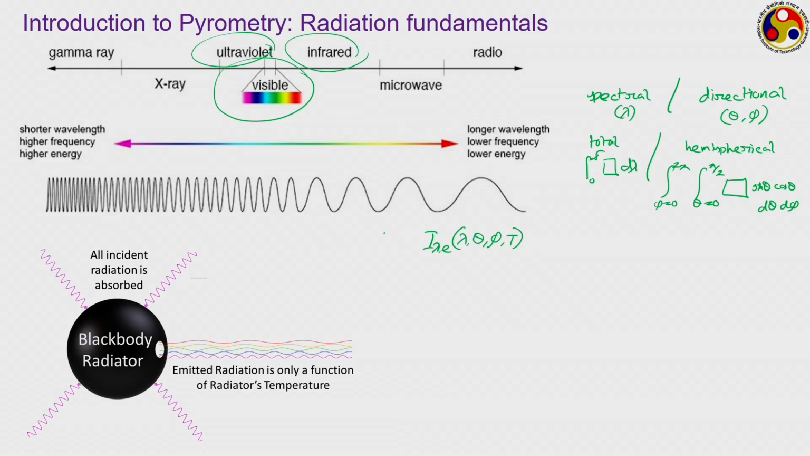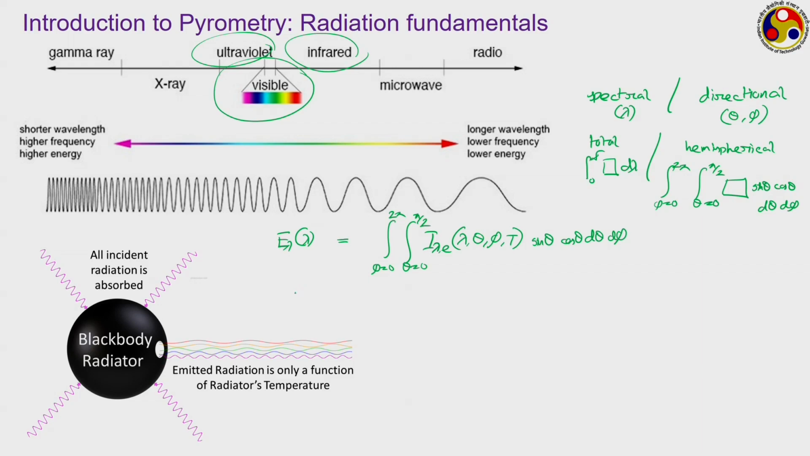Now, if we integrate this over all possible directions, that is phi equal to 0 to 2 pi, theta equal to 0 to pi by 2, sin theta cos theta d theta d phi, then what we get we generally indicate as E lambda, a function of lambda, which we call the spectral emissive power, or I should say the spectral hemispherical emissive power, because here we are talking about emissions of one particular wavelength, but going into all possible directions over a hemisphere.